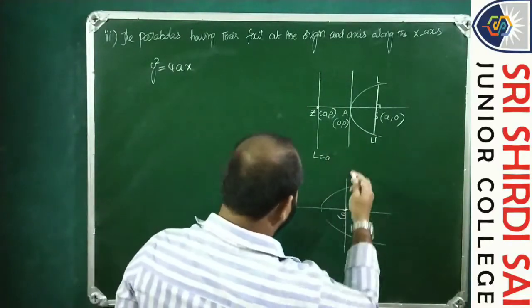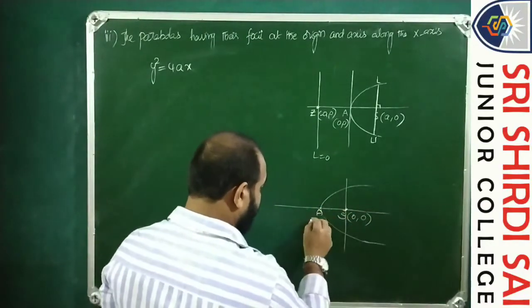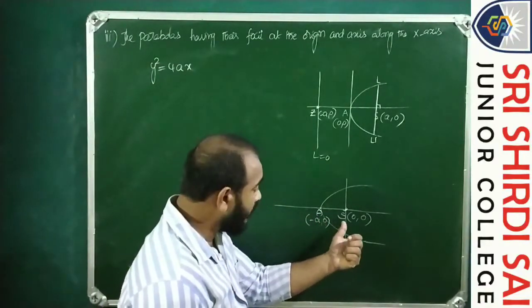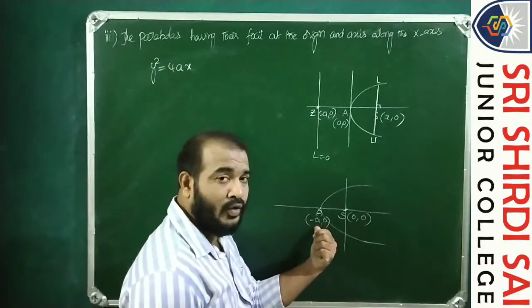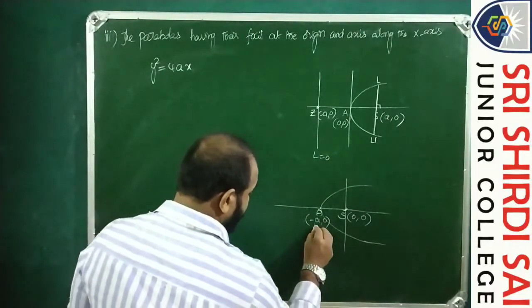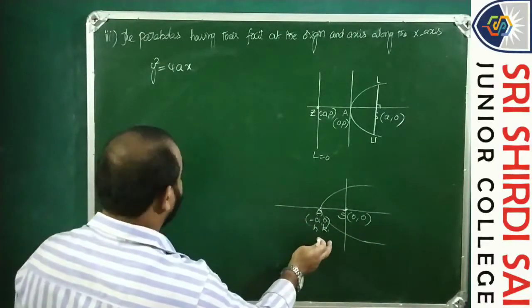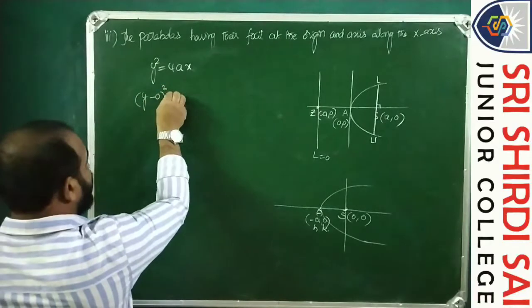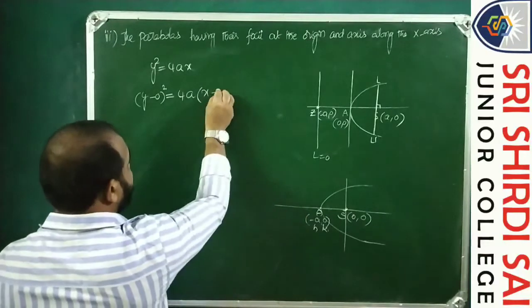Now this is the vertex. So this is 0, 0. This is (-a, 0) because this is located on the left hand side, on the negative x-axis. Therefore this is (-a, 0). Therefore this is (h, k). Vertex is (h, k). It will be y minus 0 whole square is equals to 4a into x minus of minus a, that is x plus a.